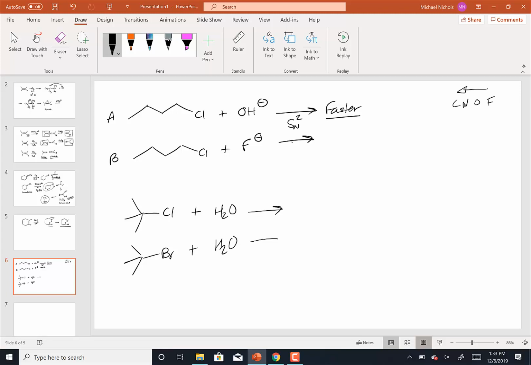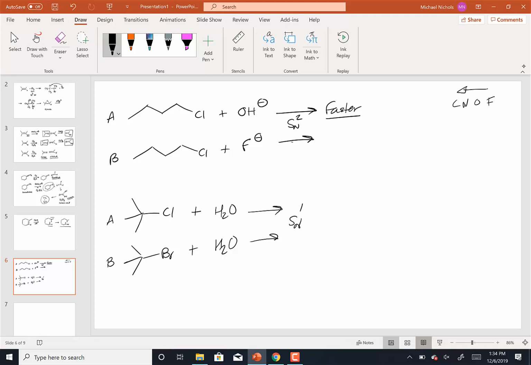So then we could look at something like this. Which one of these two reactions is going to go faster? Again, the process: if I'm looking at these, what are these two mechanisms? They're going to be SN1. So both of these are going to go by SN1. What's different?